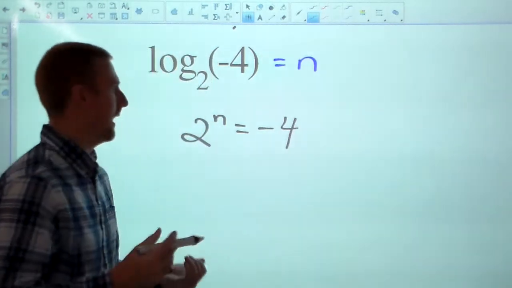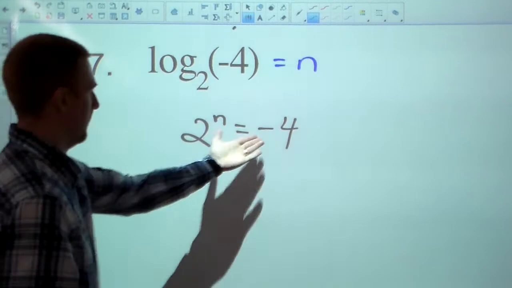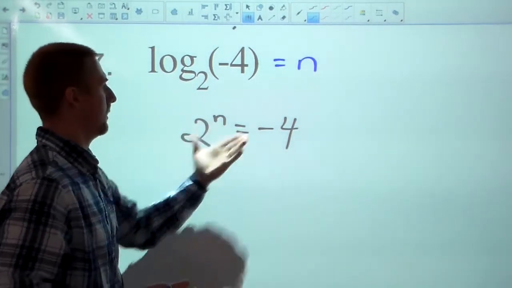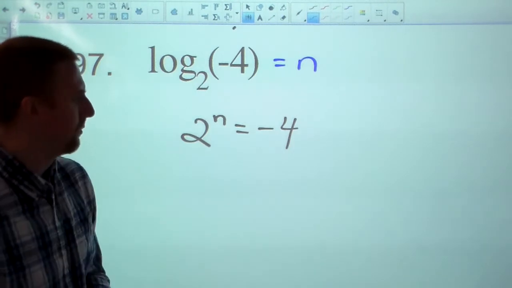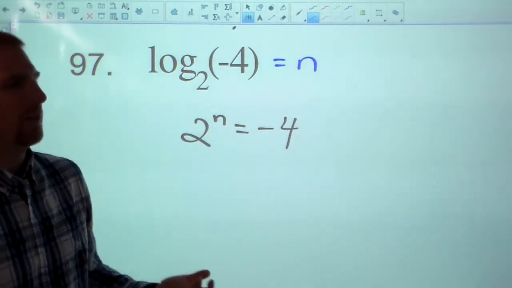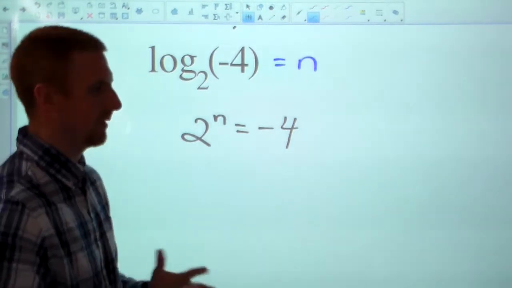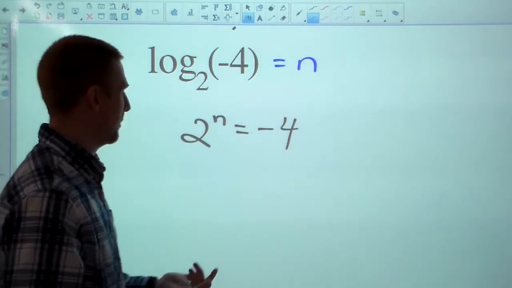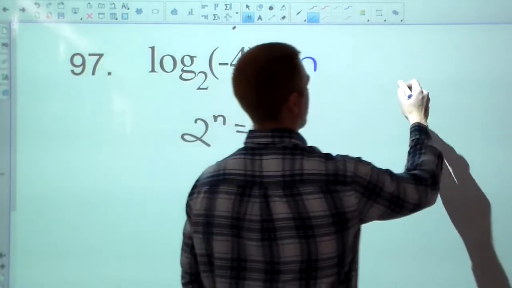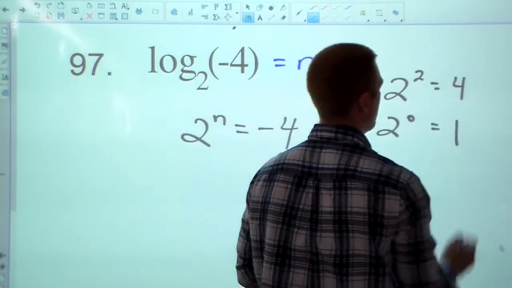So now let's play the game. What can we come up with for n that's going to lead to negative 4? So what power of 2 would lead us to get negative 4? Well, 2 squared equals 4. But if I raise 2 to a positive power, it's just going to keep getting bigger. It's not really going to go to negative 4. 2 to the 0 power is 1. Maybe I should write some of these things down. 2 squared is 4. 2 to the 0 is 1.